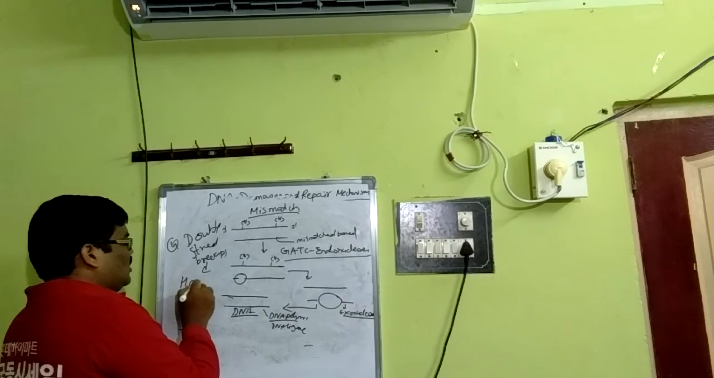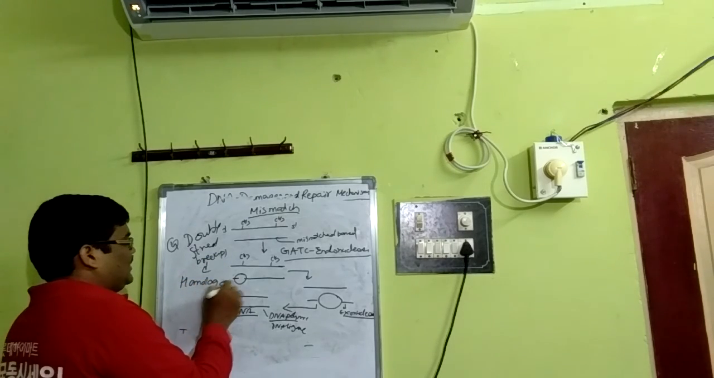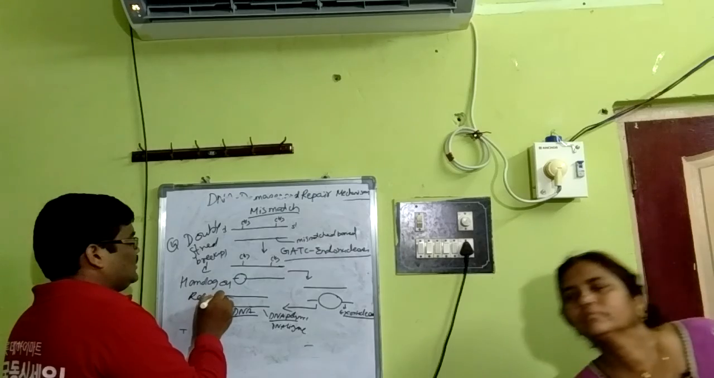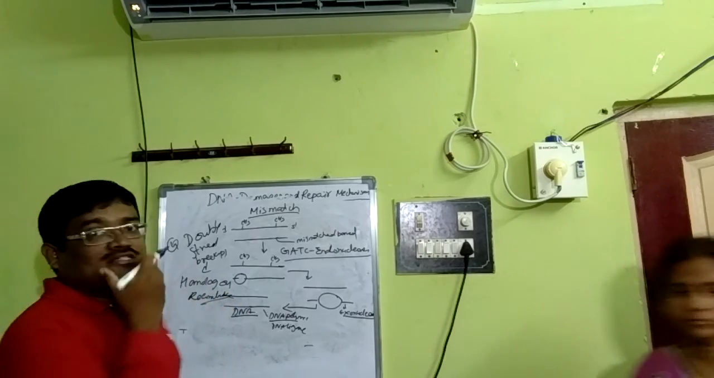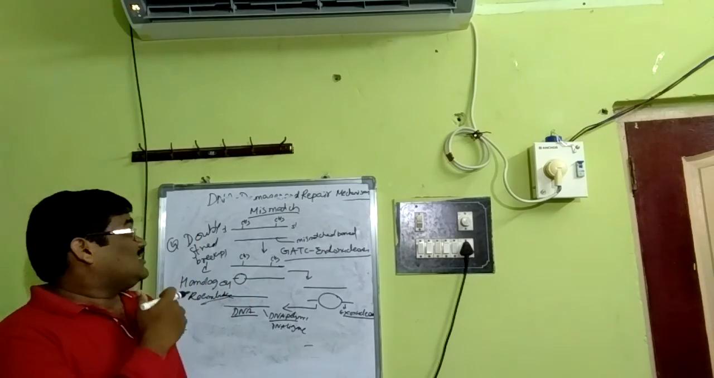By means of homologous recombination, it will get replaced. So these are the different DNA repair mechanisms.